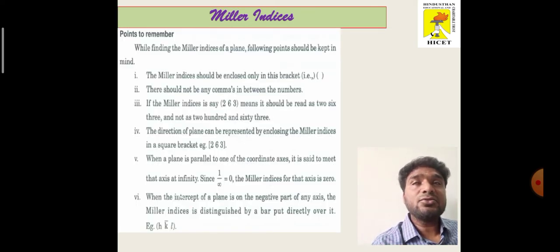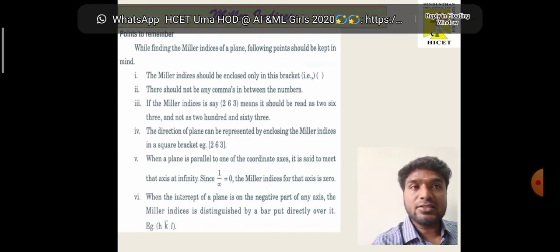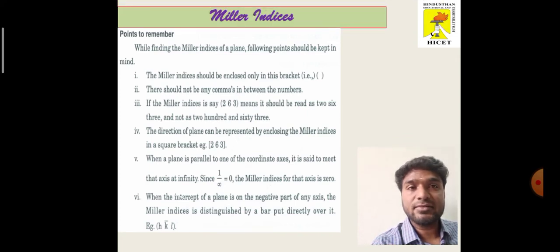Some of the points to remember while we are calculating the Miller indices. What are all the points? Please look at it. The Miller indices should be enclosed only in a bracket. Please note it down. The next one, there should not be any commas in between the numbers.